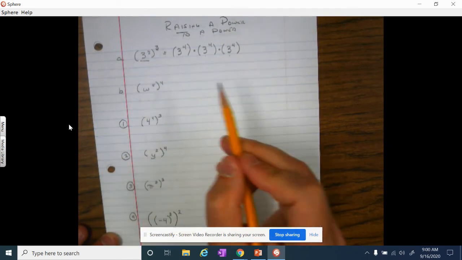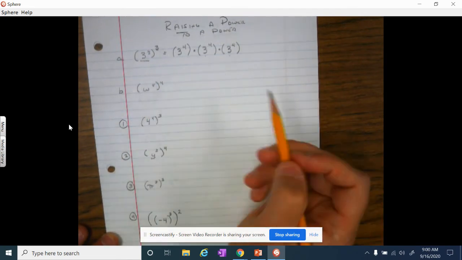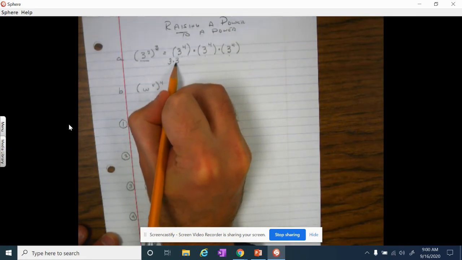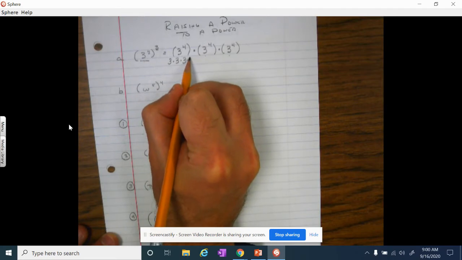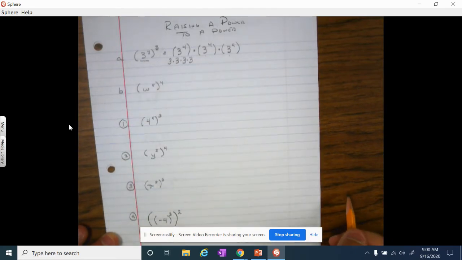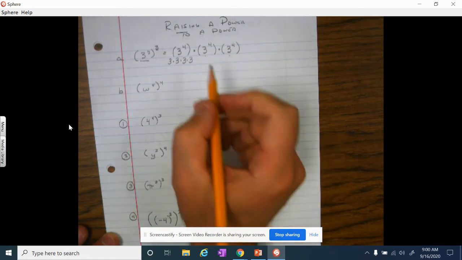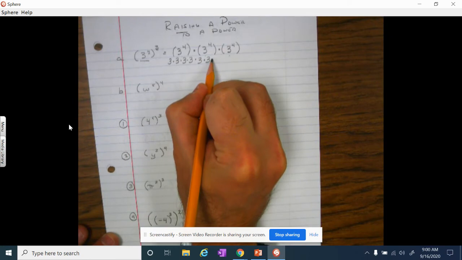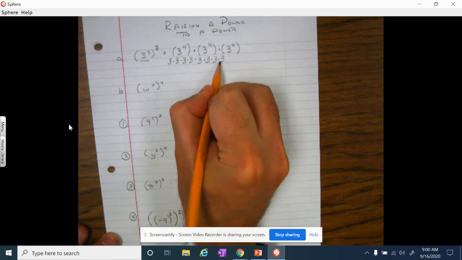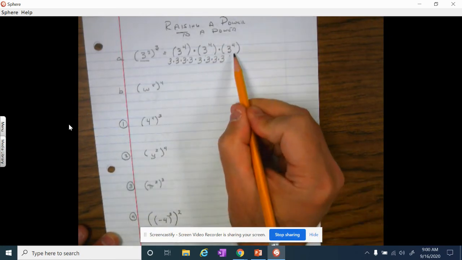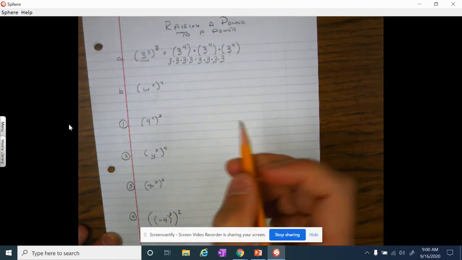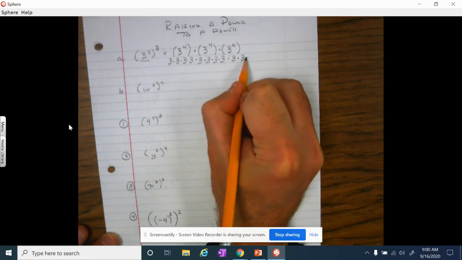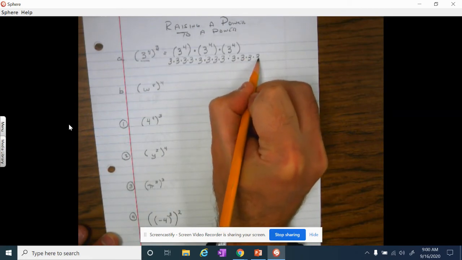Now going back to what we did on the last section, 3 to the 4th. Well, what does that mean? That means 3 times 3 times 3 times 3. And then I have a second 3 to the 4th. So that means 3 times 3 times 3 times 3. And then I have a third 3 to the 4th. So that means 3 times 3 times 3 times 3.